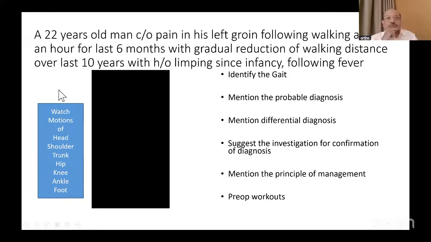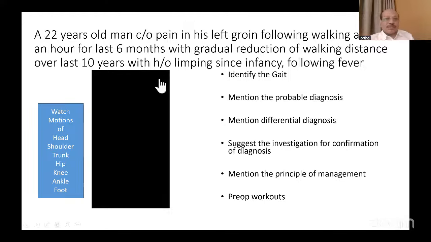A 22 years old man. This sort of structured problem is given, and you have to take the hint from the problem, observe the video, and from the video take the clue for answering the questions. The problem is: a 22 years old man complaining of pain in his left groin after walking half an hour for the last 6 months, with gradual reduction of the walking distance over the last 10 years, with a history of limping since infancy following fever.